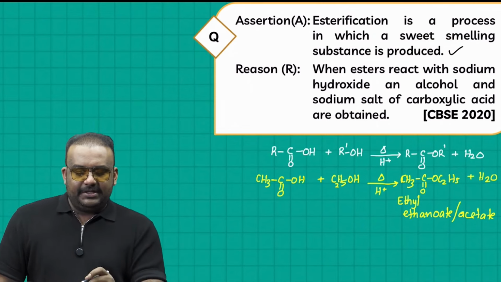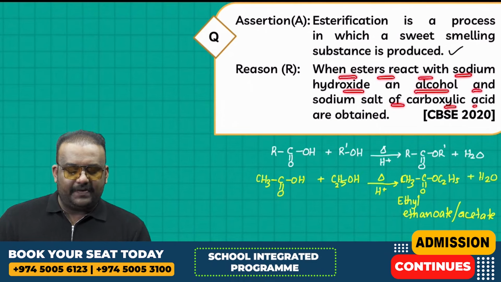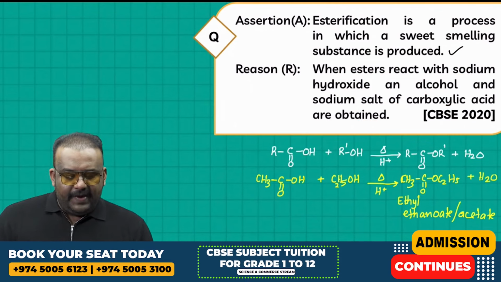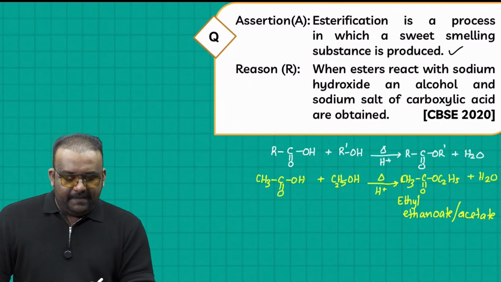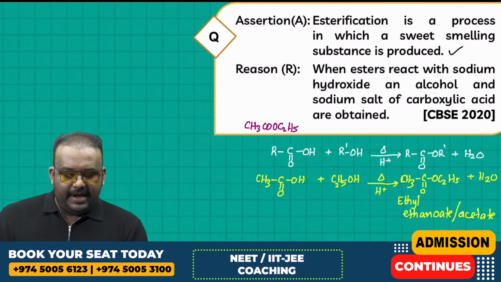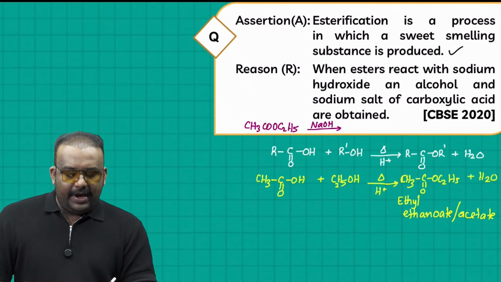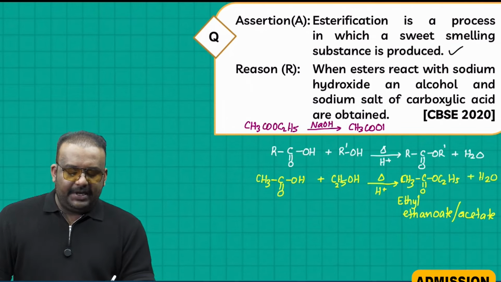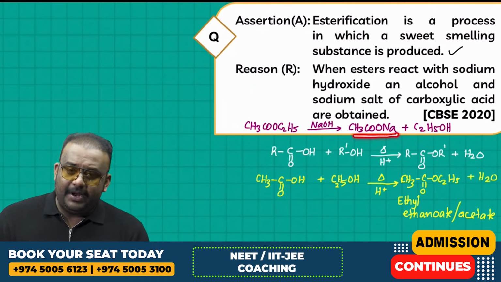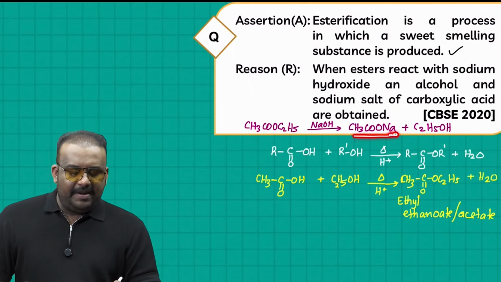Now, the reason statement says when esters react with sodium hydroxide, an alcohol and sodium salt of carboxylic acid are obtained. Yes, let's look into that reaction. See, when we treat an ester, for example, if I have the same ester what I took here, CH3COOC2H5, and if I treat it with sodium hydroxide, it's a base, right? So it will result in formation of CH3COONa plus C2H5OH.